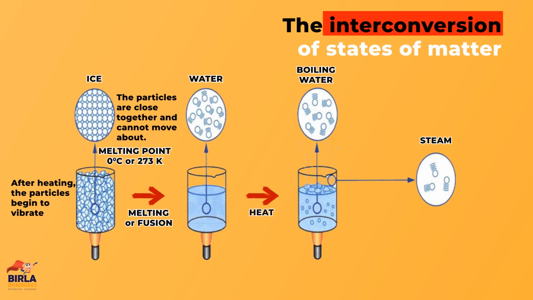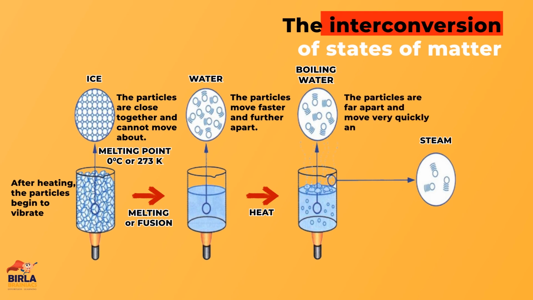Now what happens when we supply heat energy to water? We observe that the particles start moving even faster. At a certain temperature, a point is reached when the particles have enough energy to break free from the forces of attraction of each other. At this temperature, the liquid starts changing into gas. The temperature at which a liquid starts boiling at the atmospheric pressure is known as its boiling point.